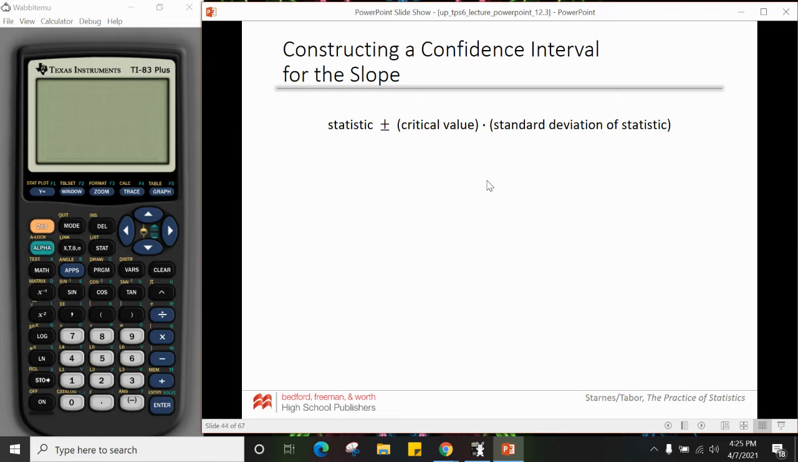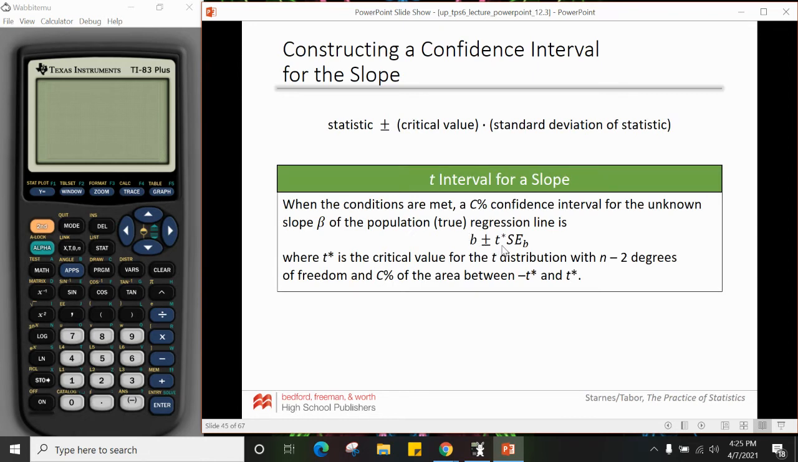All right. Almost done with, I think it's the second to last subsection. So it's constructing a confidence interval for slope. So remember, our confidence interval is always statistic plus or minus critical value times standard deviation of statistic. So here, if we're doing the confidence interval for slope, our statistic is going to be our slope, but we use beta as our population parameter, so our statistic is B. So we're going to use B plus or minus critical value, which is going to be t star, times SE of B, right? It's the standard deviation of the statistic.